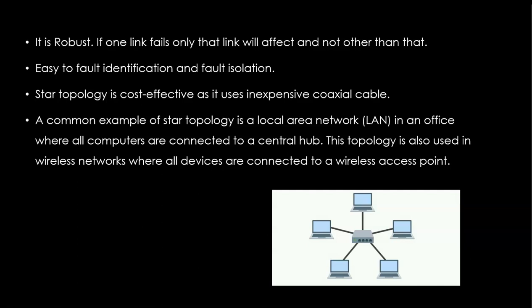It is robust. If one link fails, only that link is affected and no other. It is easy to identify and isolate faults. Star topology is cost effective as it uses inexpensive coaxial cable. A common example of star topology is a local area network in an office where all computers are connected to a central hub. This topology is also used in wireless networks where all the devices are connected to a wireless access point.